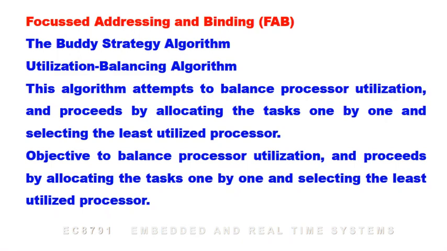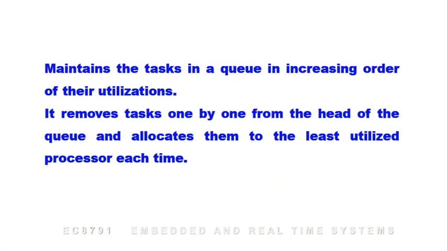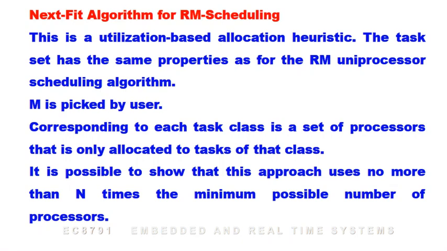Utilization balancing algorithm. This algorithm attempts to balance processor utilization and proceeds by allocating the tasks one by one and selecting the least utilized processor. Maintain the tasks in a queue in increasing order of their utilization. Remove tasks one by one from the head of the queue and allocate them to the least utilized processor each time.